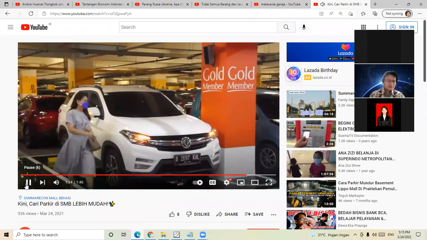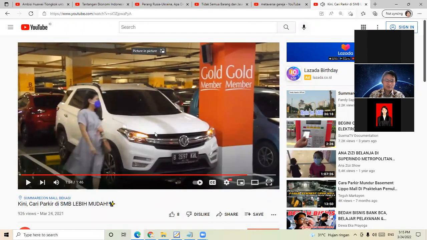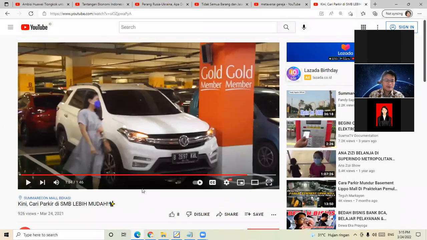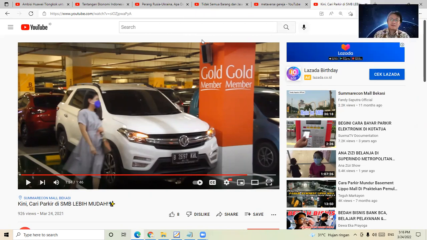Selamat mencoba ya SMB. The parking place, if you use that app, is already served. It's already booked for us. Just park according to the designated areas shown on that app. That's so helpful, I guess, for finding a parking place in a crowded mall.